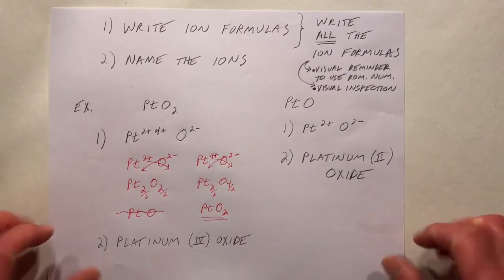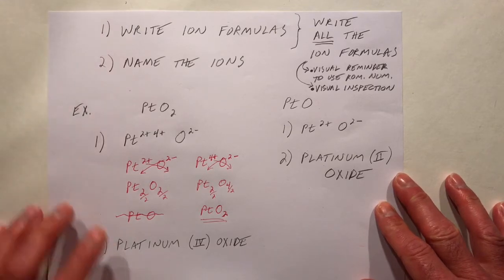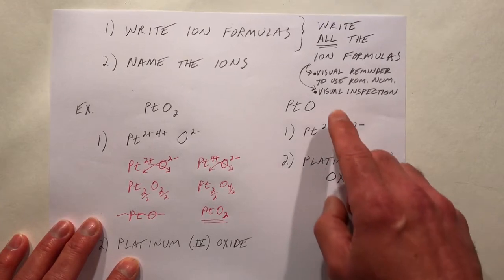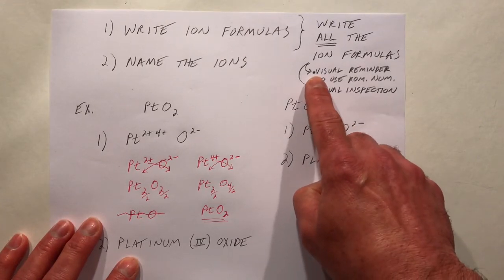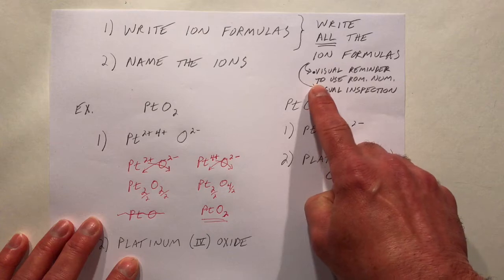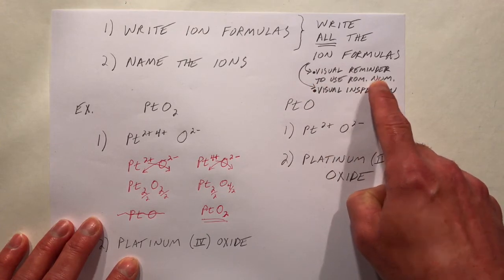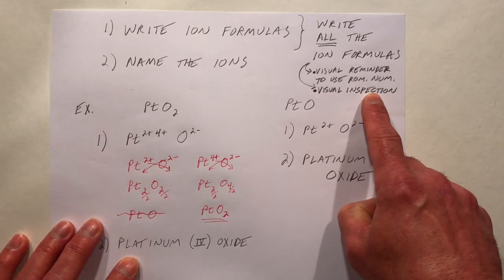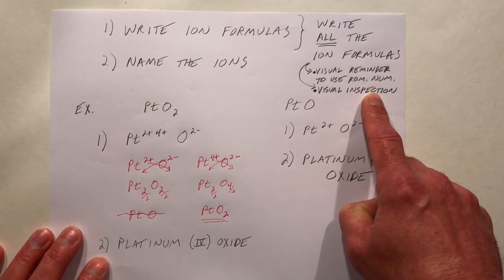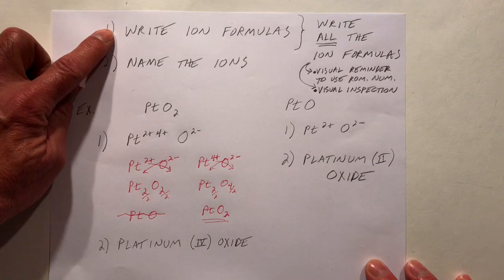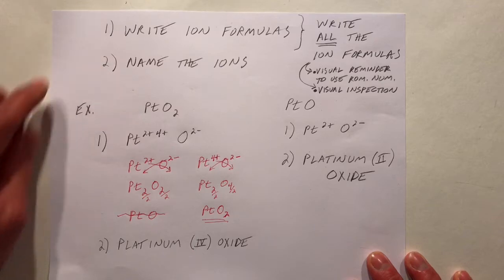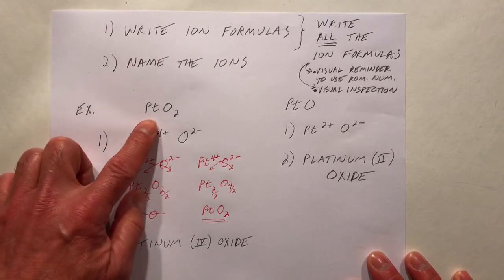So when we write the ion formulas, the first step in our 2-step process, we want to make sure we write all the ion formulas. That's going to give us a chance to do 2 things. Number 1, it's going to give us a visual reminder that we have to use Roman numerals. And number 2, it's going to allow us to do a visual inspection, so you don't have to keep track of all those ion charges in your head and do all the crisscrossing in your head. So once we have those ions written down and we determine which ones are the correct ions, again, we just name the ions. That's our second step. That gives us the name of the compound that is represented by the formula.